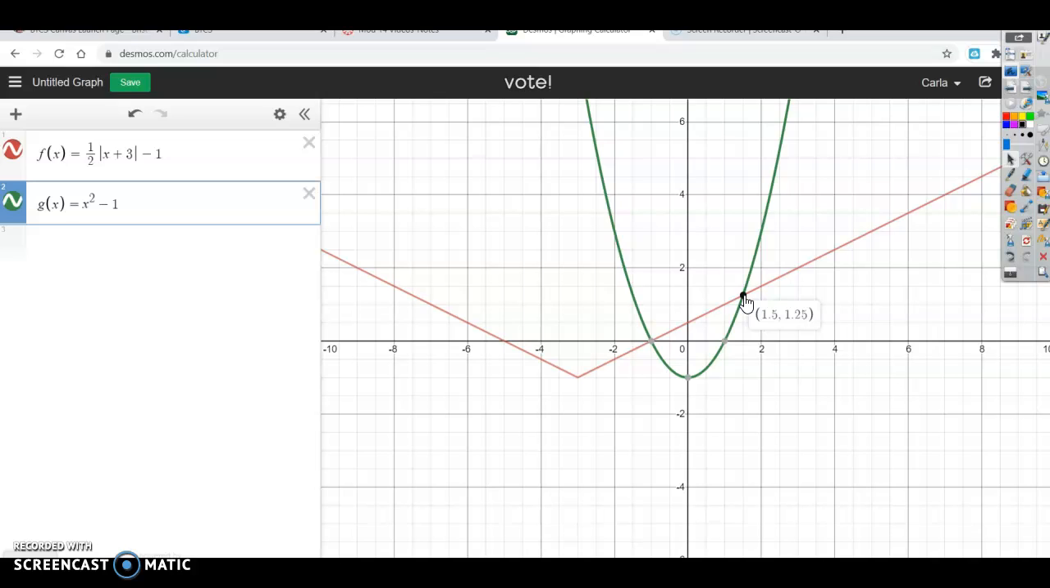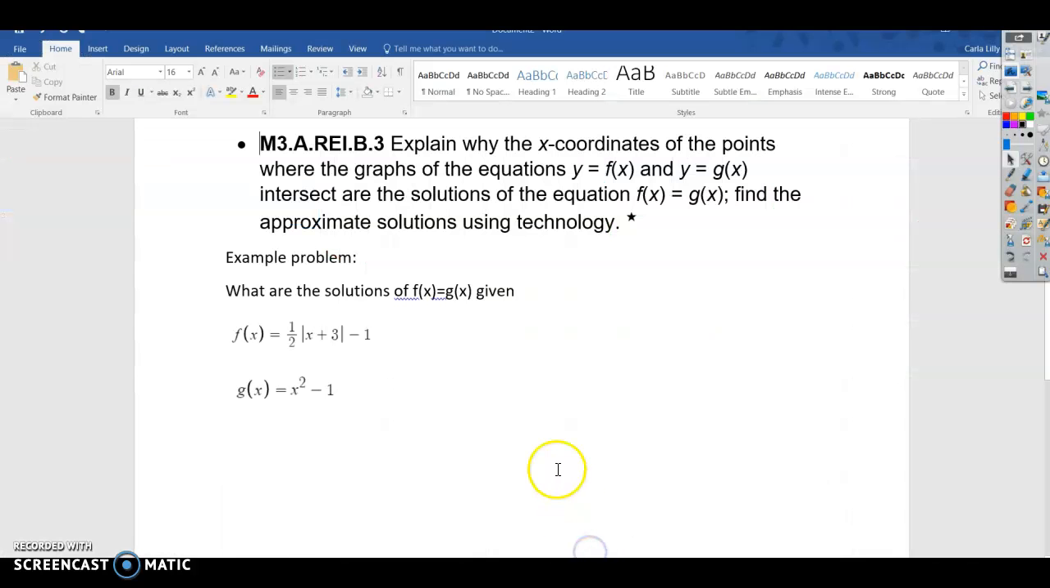Again, the red line and the green line intersect at that point, which means if you type in 1.5 for this equation, you should get 1.25. And if you enter 1.5 in g of x, you also should get an output of 1.25. So anytime it's asking you what are the solutions or what are the x coordinates, it's just asking you where do they equal each other.